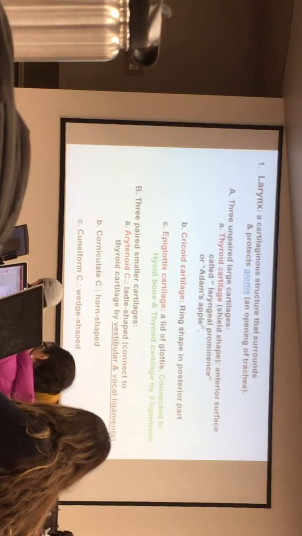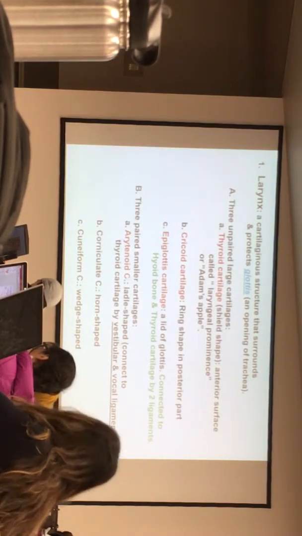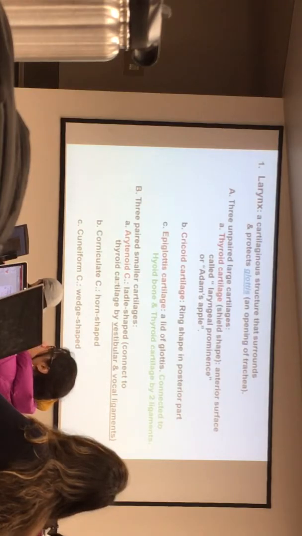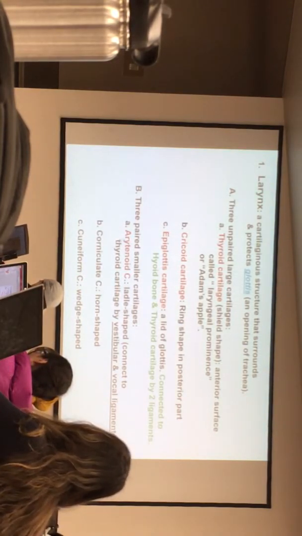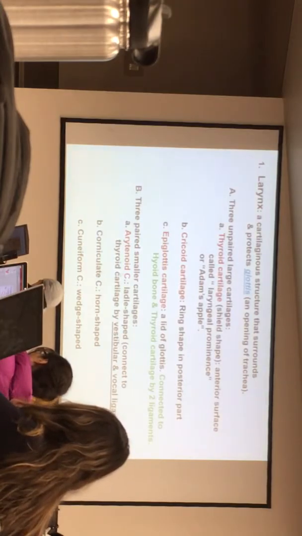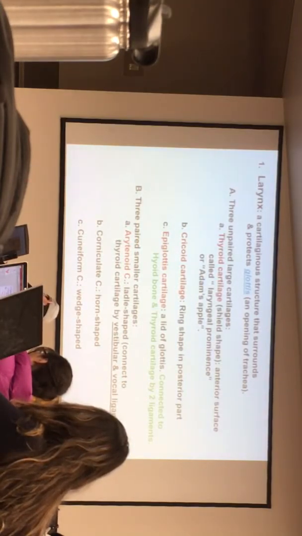Now let's see here, and so that is the 3 single ones. You should know that. I highlighted it. You have to know this in the lab. Okay, the 3 paired ones: arytenoid is just on the top.